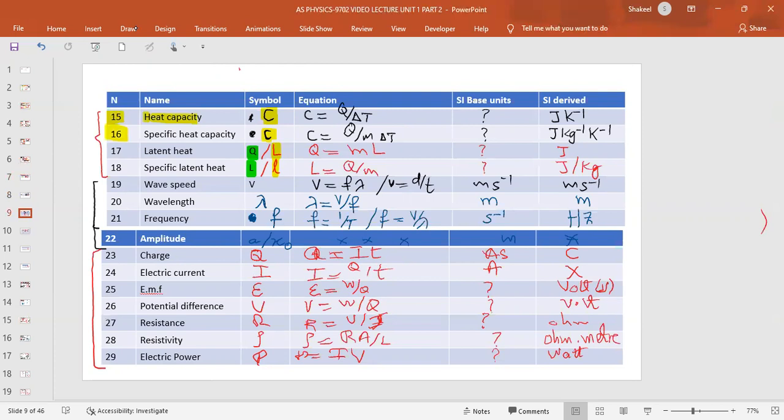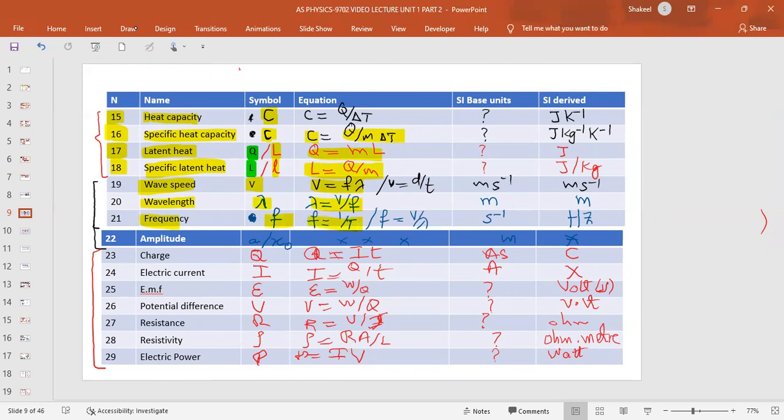Number 16 is specific heat capacity, which is small c, Q over m delta T. Then latent heat, the symbol is L, and Q equals ml. And then specific latent heat, which is capital L or small l, so it is Q by m. And then we go to wave speed, like waves, it is V equal F lambda. Then wavelength is V over F, and frequency is 1 over T.